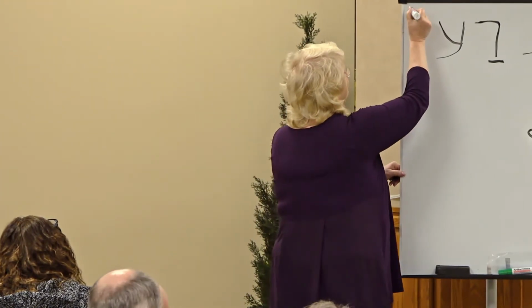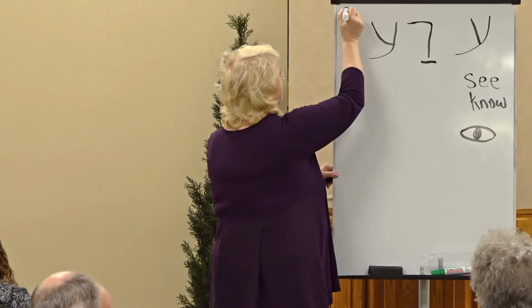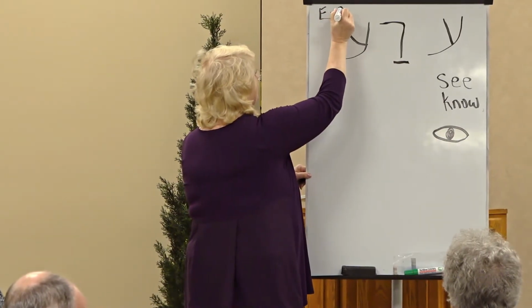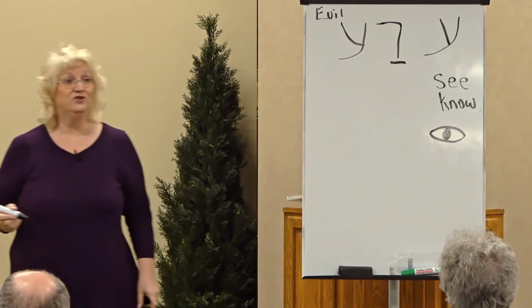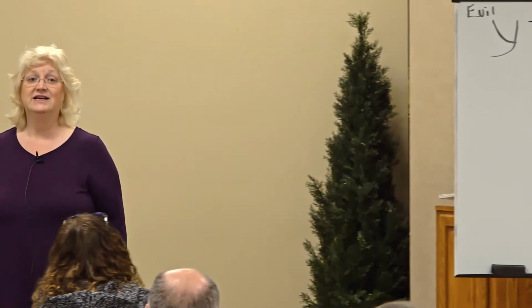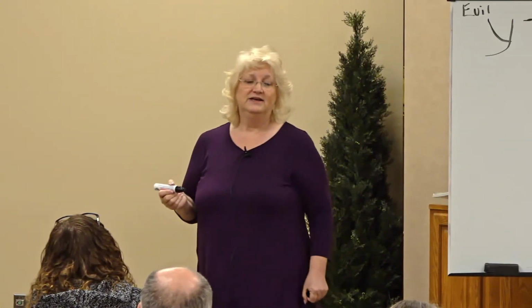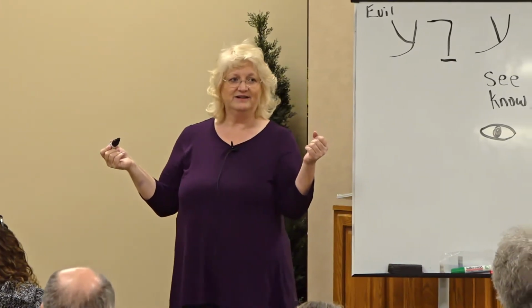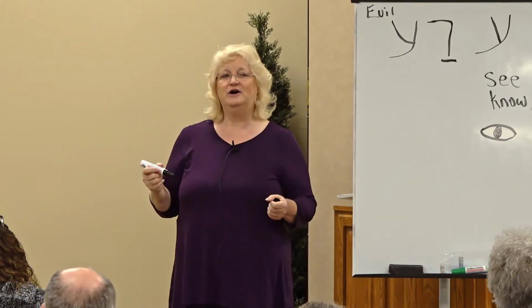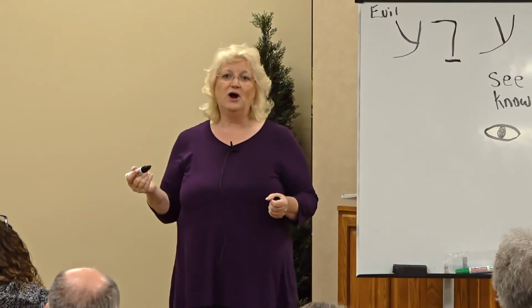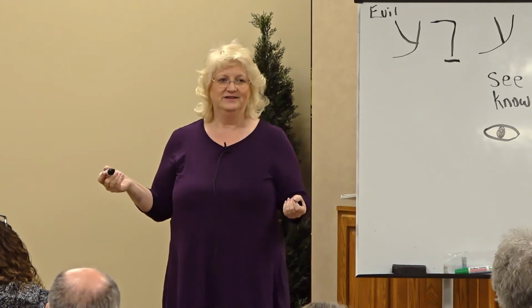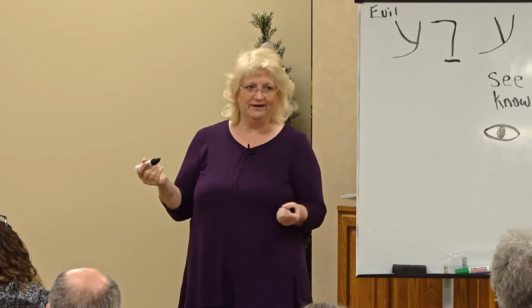Ra. This means evil. As in the evil eye. And it is named after Pharaoh. Ra is the sun god, all right? And the Pharaoh was the sun god. He was the incarnate sun god.